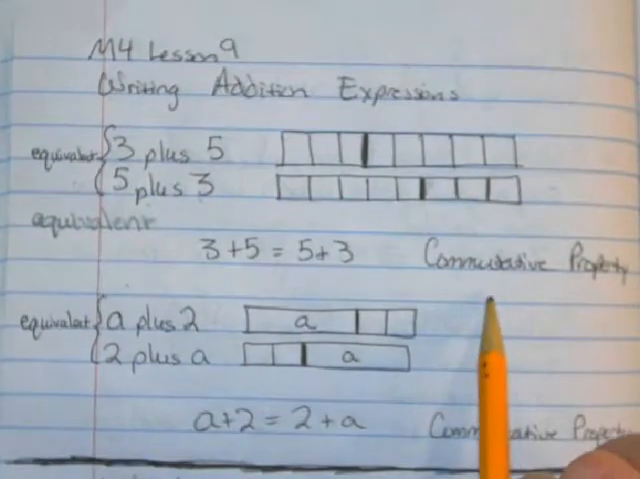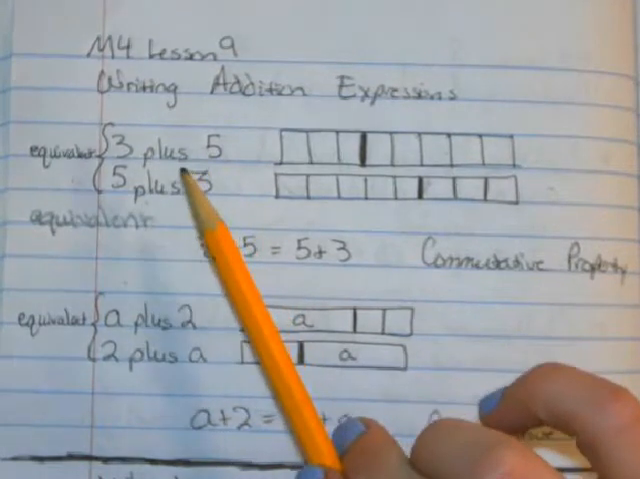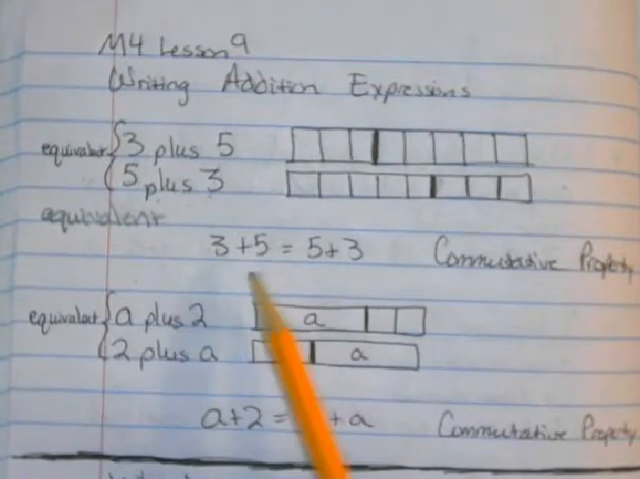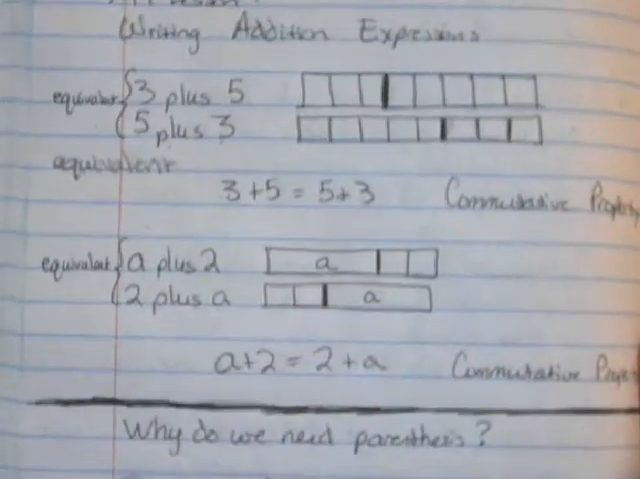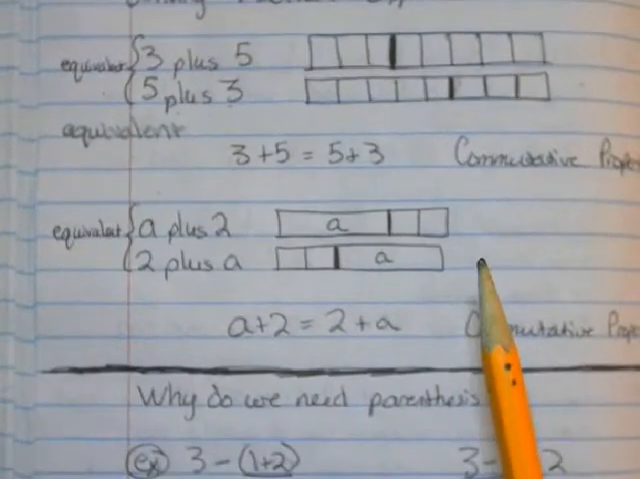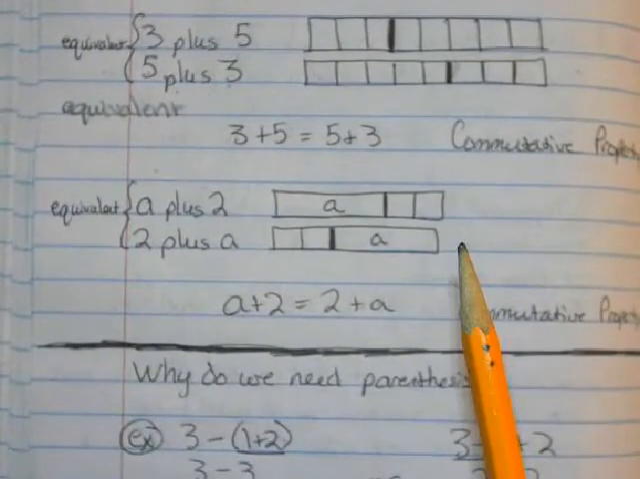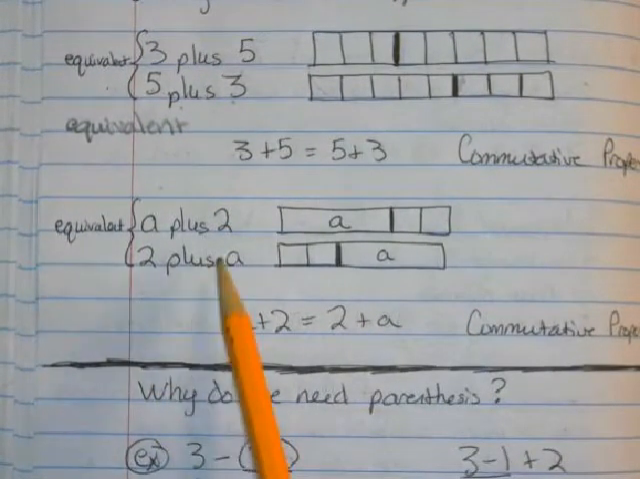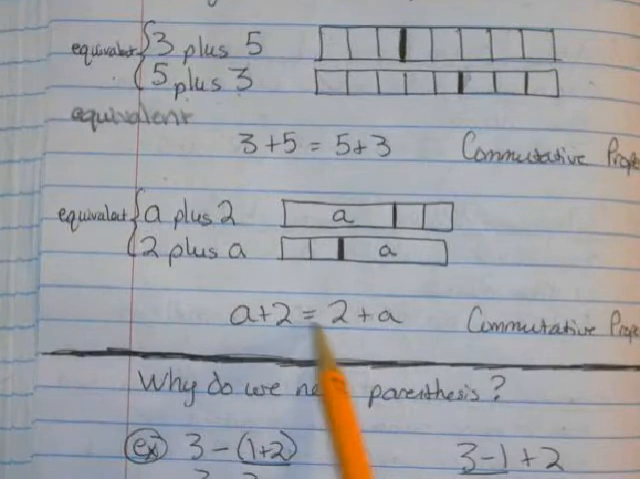Our commutative property, which we talked about on Friday, says that when we're adding, it doesn't matter which order we do it in, because it will always give you the same answer. So our 3 plus 5 is equal to 5 plus 3, and again that's the commutative property. Now down here, we're going to use the commutative property with variables. So we have a plus 2 or 2 plus a. These are equivalent, again, because of the commutative property: a plus 2 equals 2 plus a.